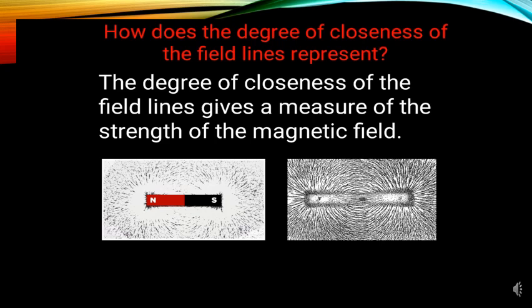So what do you understand by this? The strength of the magnetic field is indicated by the degree of closeness of the field lines.